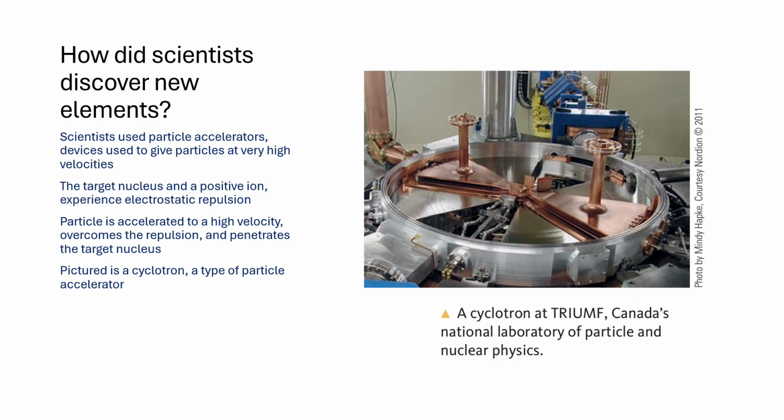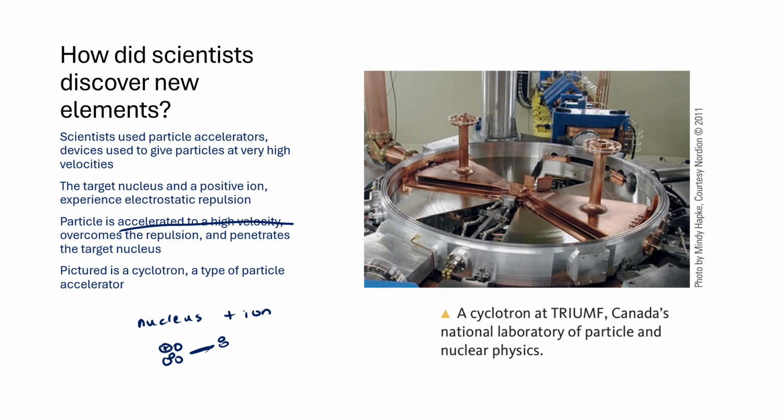So how did scientists discover these new elements? They use particle accelerators, shooting particles at very high velocities. You have a target nucleus and a positive ion, which experiences electrostatic repulsion, because the nucleus is full of protons and neutrons, and a positive ion will repel since they have the same charge. How do you make them collide and react? You accelerate the particle to a high velocity, which overcomes the repulsion and penetrates the target nucleus.